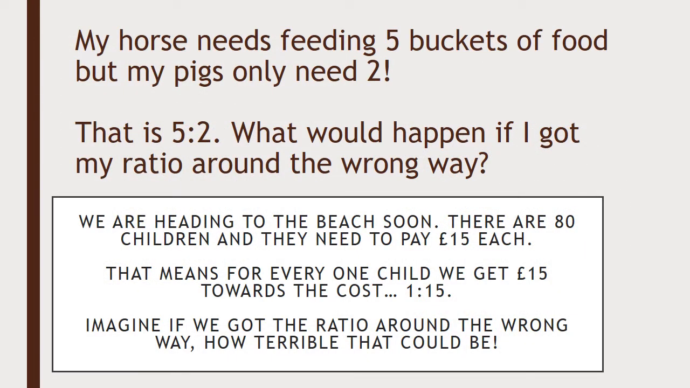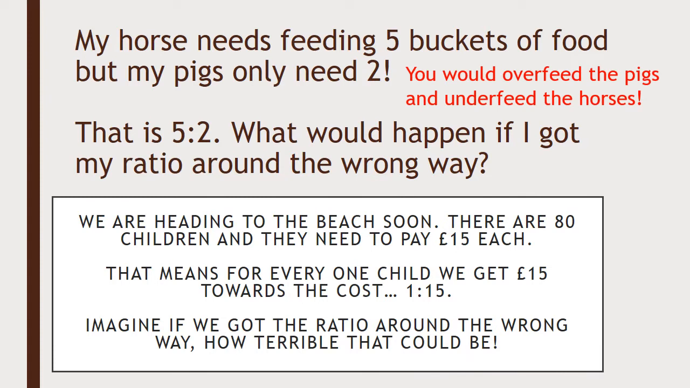So my horse needs feeding 5 buckets of food, but my pigs only need 2 buckets of food. So that's a ratio of 5 to 2. What would happen if I got my ratio around the wrong way? We'd overfeed the pigs and we'd underfeed the horses. That would be a problem.